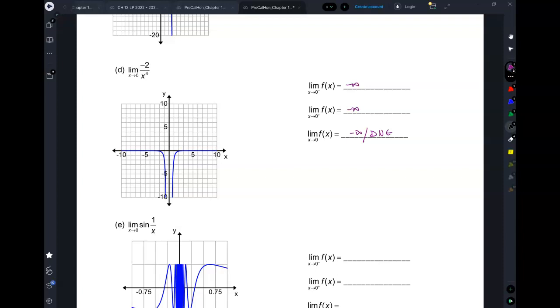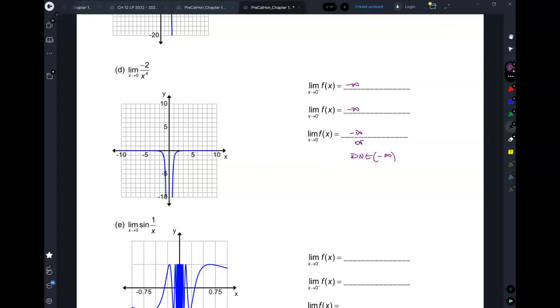You can say, sometimes the AP board will accept negative infinity on its own. Sometimes they will accept negative infinity on its own, or you can say DNE, but if you said DNE, you have to put negative infinity next to it, because that DNE is different from the DNE above, right?